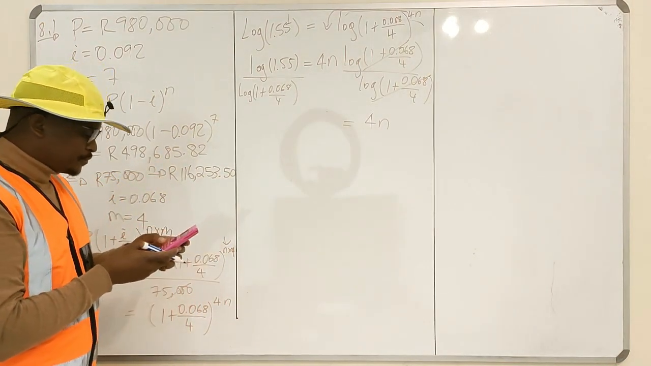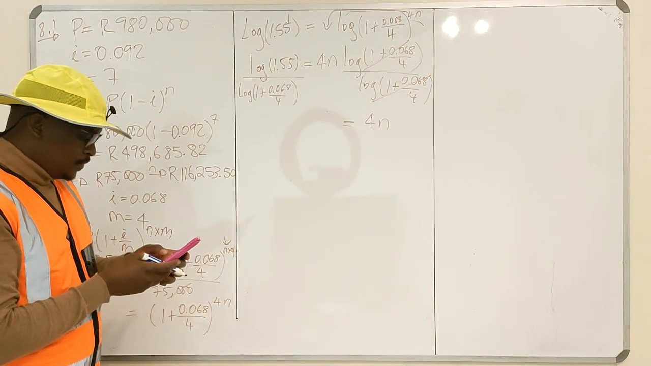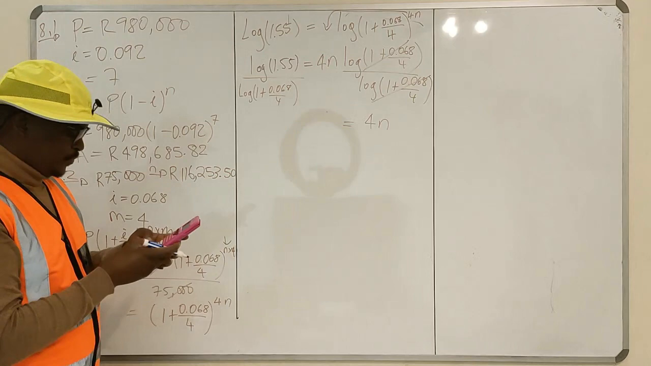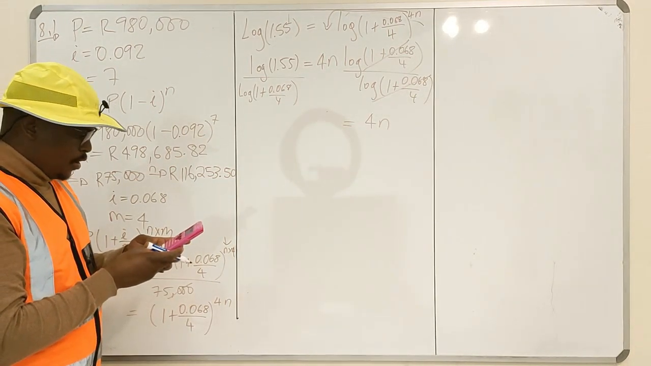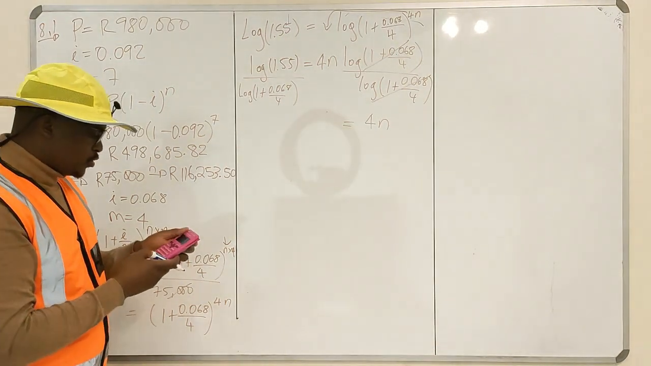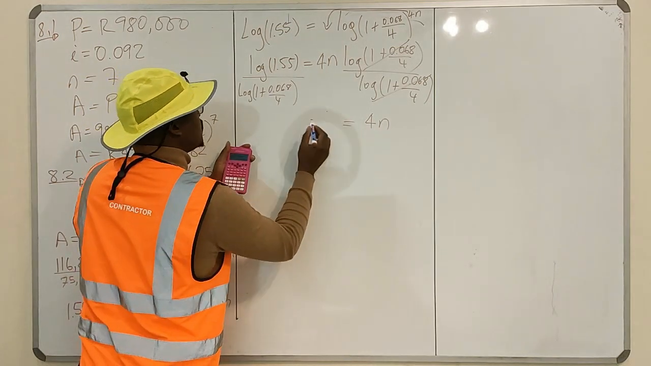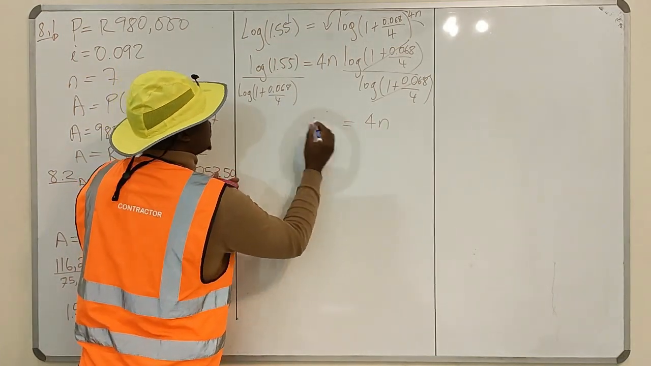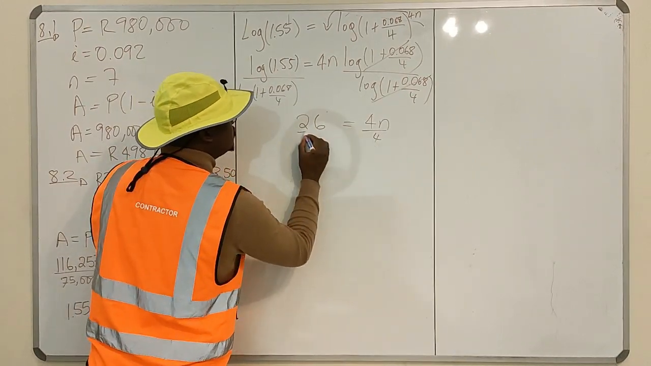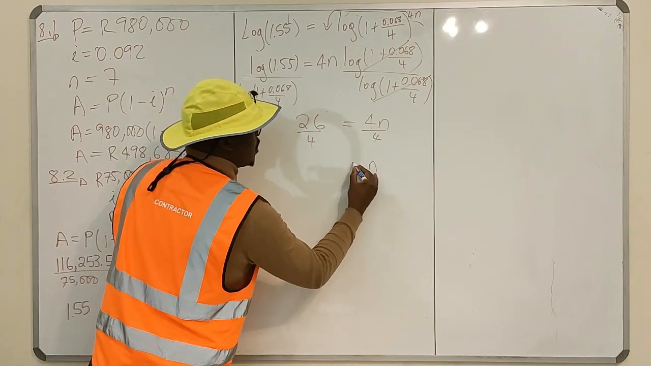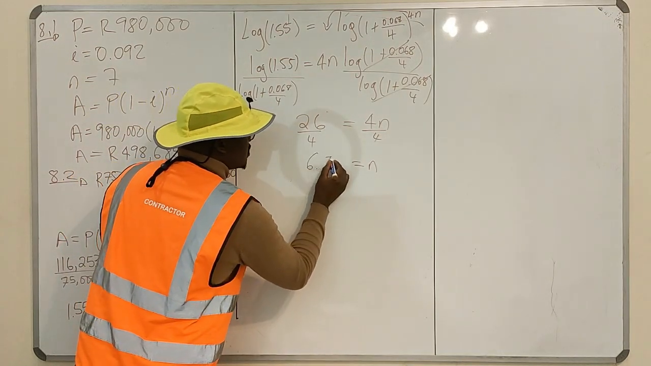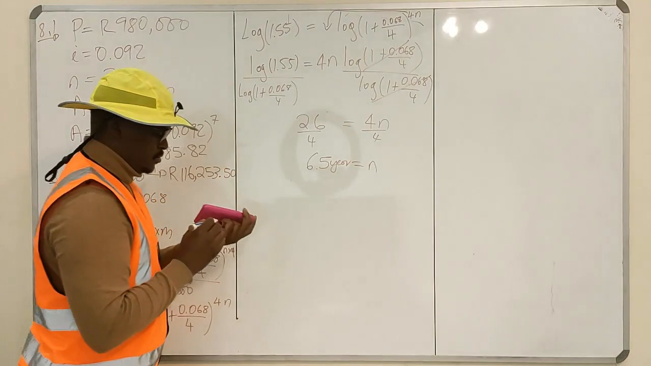Punch this in the calculator. Say log of 1.55 divided by log of 1 plus 0.068 over 4. So you get that your 4N, the answer of this is 26, right? Then divide by 4, divide by 4. So you get your N is equal to 26 divided by 4, which means your N is equal to 6.5 years. That's what your N is.